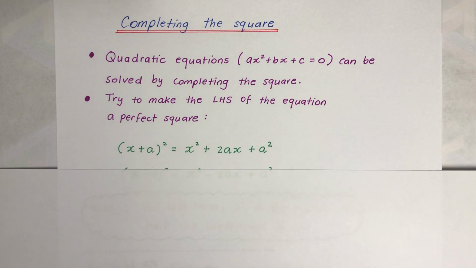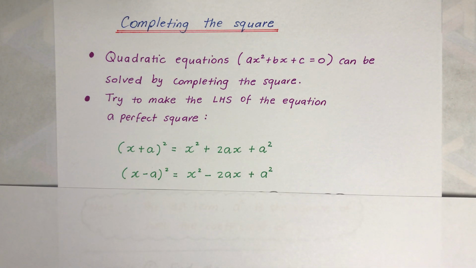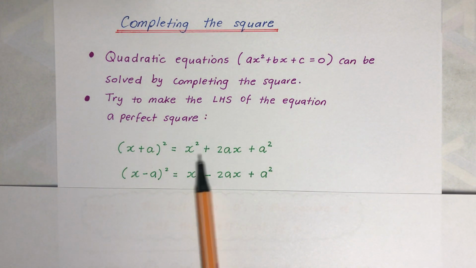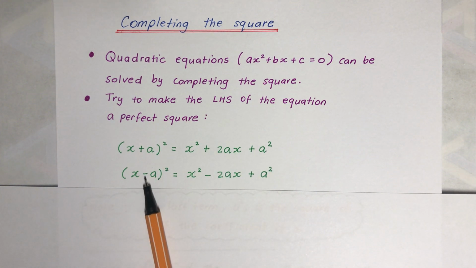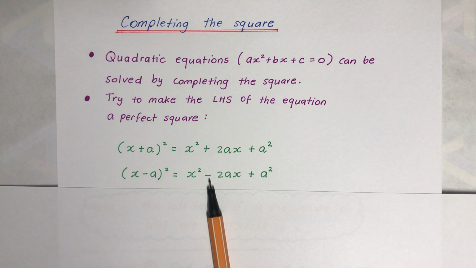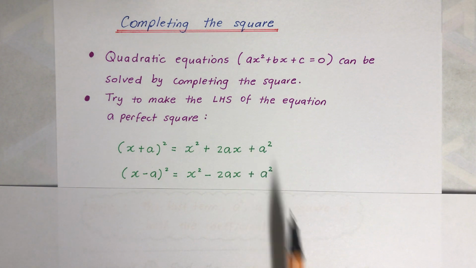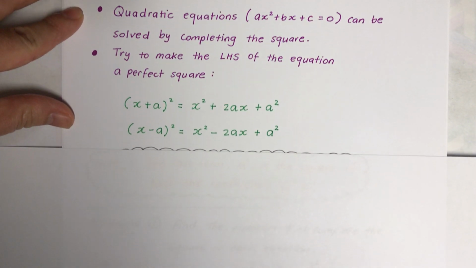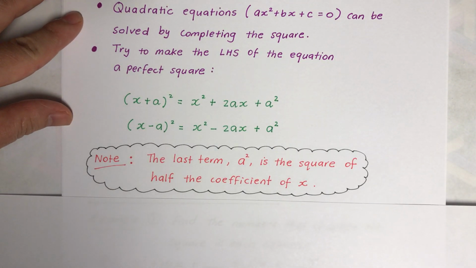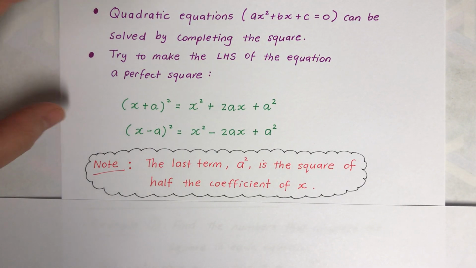Now if you remember, the perfect square formula was something like this, okay? x squared plus 2ax plus a squared. And if it's a negative, only the middle part is negative, the last is always positive. Okay, now the important rule here is this. If you didn't know, please memorize.